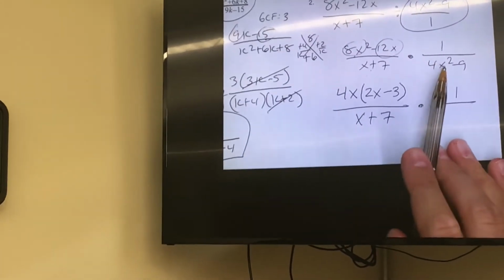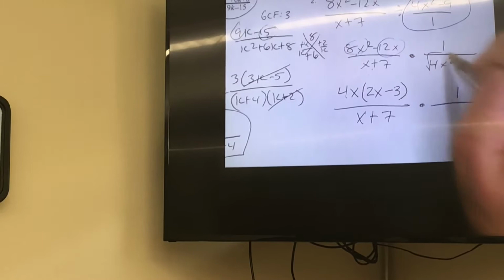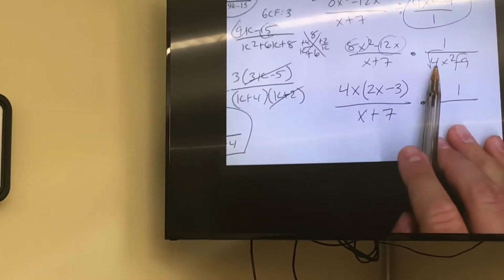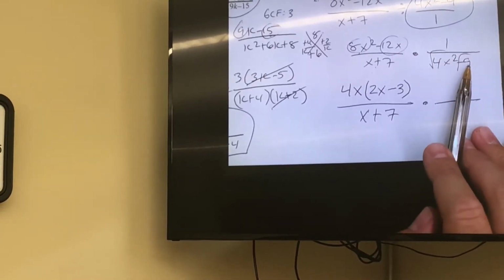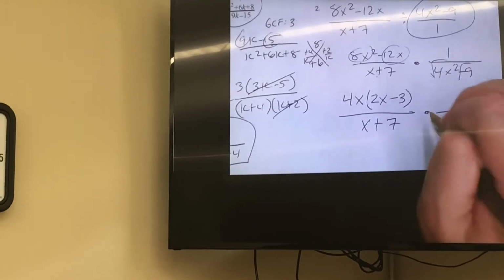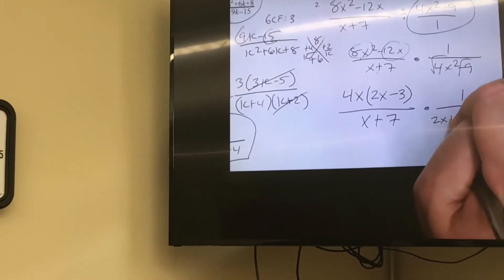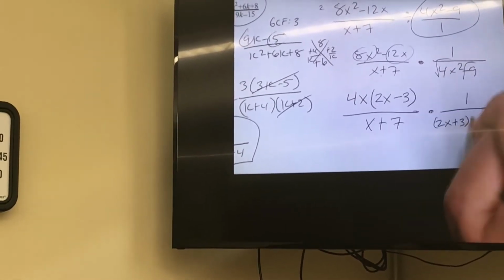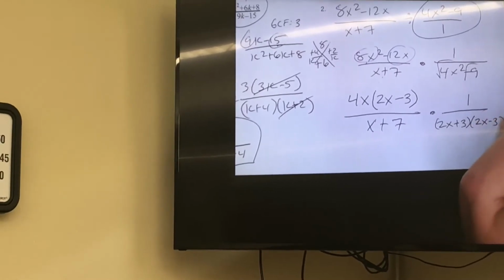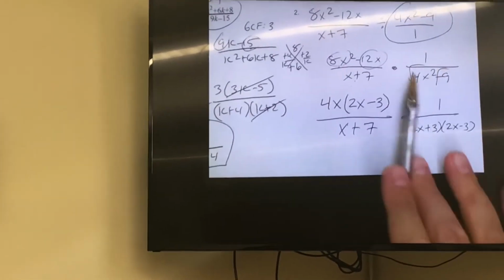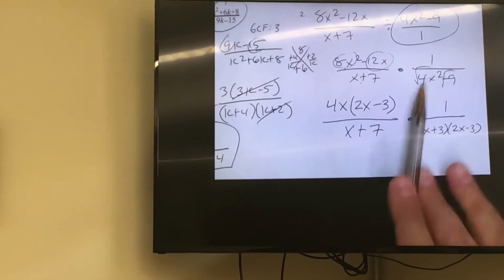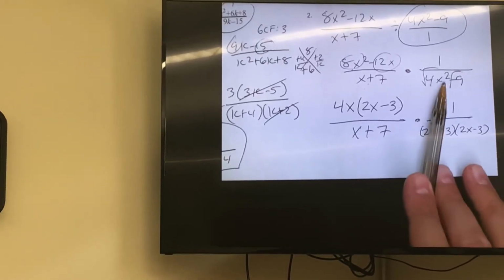This one's a bit tricky, but it is the square root method, right? I could take the square root of 4, I could take the square root of 9. So that's going to become a 2x plus 3 and a 2x minus 3. Please make sure on the homework you're looking for these. These are probably some of the most challenging ones that students are not catching.